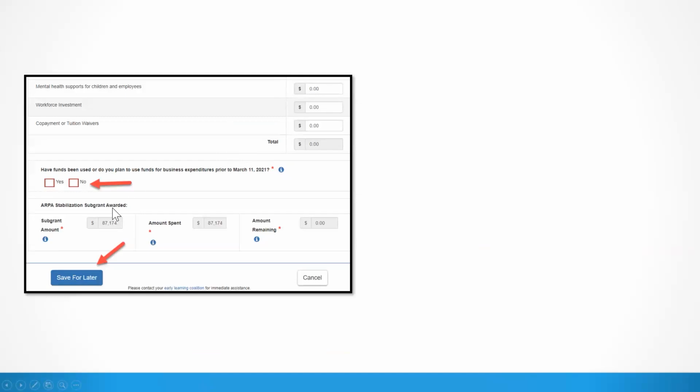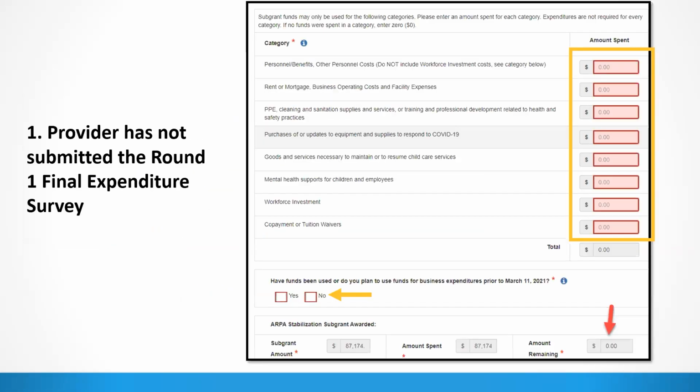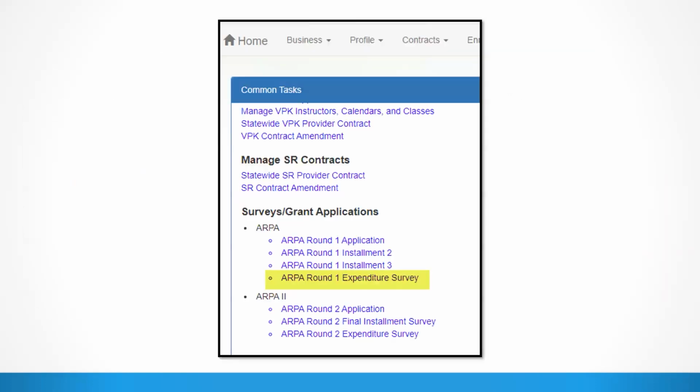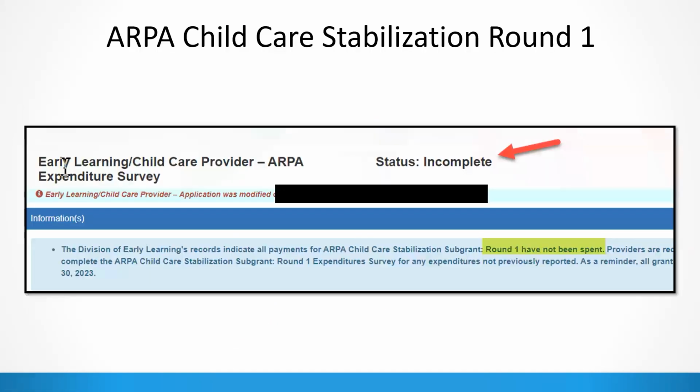The amount remaining will still be 0 because you already reported everything under the second and third installment. However, you still cannot submit; it still tells you save for later. Why? Because you haven't checked this question. You need to click either yes or no if you mentioned in your application that you were going to use these funds prior to March 11, 2021. If you don't remember what you checked on your application, you can go back to the beginning, where the first link is your application. You can click in here and you can verify the information that you entered, okay?